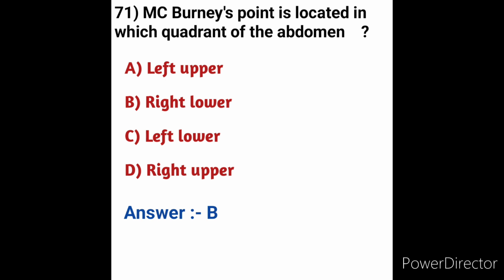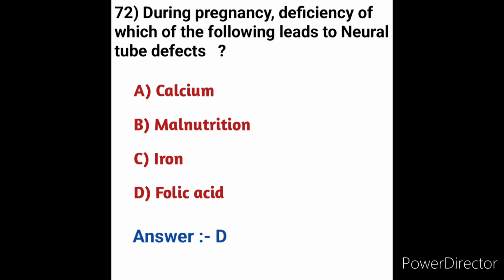Next, move on to question number 72. During pregnancy, deficiency of which of the following leads to neural tube defects? We will see options here. Option A calcium, option B malnutrition, option C iron, and option D folic acid. Here NTD means neural tube defects. The deficiency of folic acid leads to neural tube defects. Here option D is the correct answer.